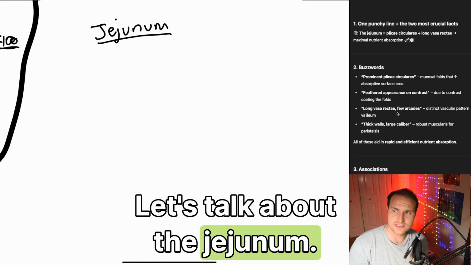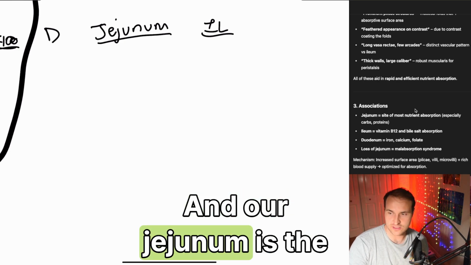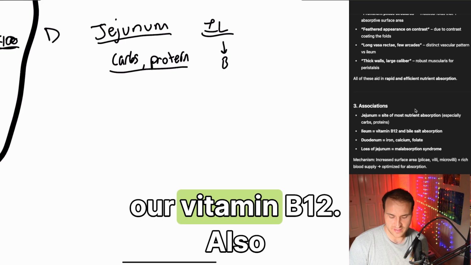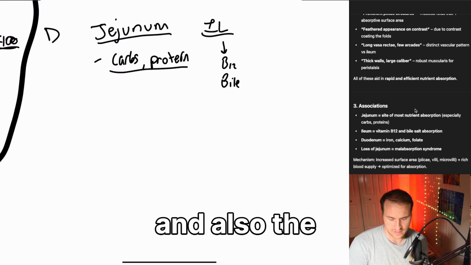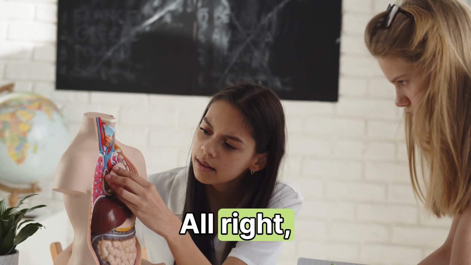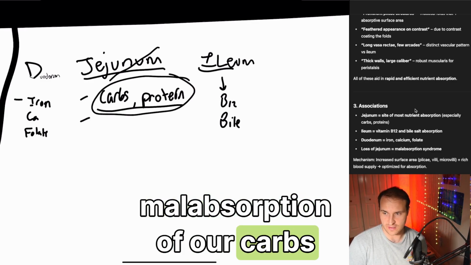Let's talk about the jejunum. So remember D-J-I, right? That's the order. And our jejunum is the site of nutrient absorption. That's where we get our proteins. Ileum, that's where we get our vitamin B12, also bile absorption. And also in the duodenum, we get our iron, also calcium and folate. All right. So if we lose our jejunum, then we have malabsorption of our carbs and our proteins.